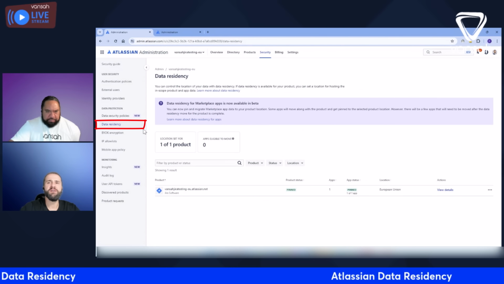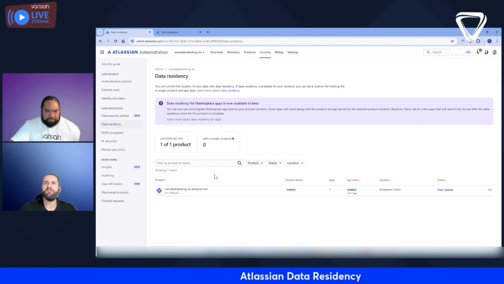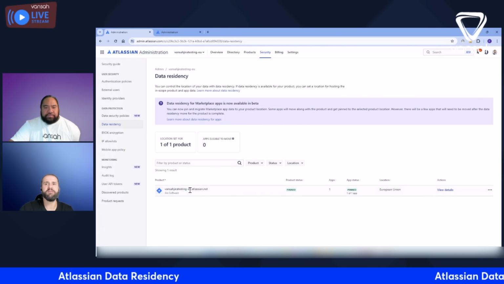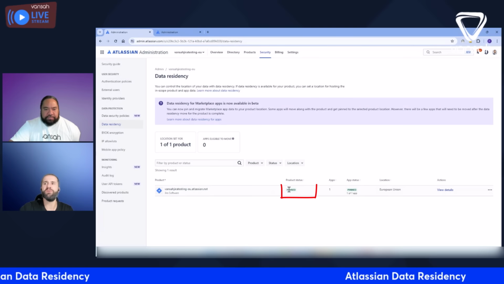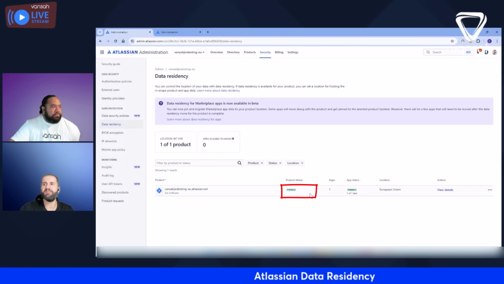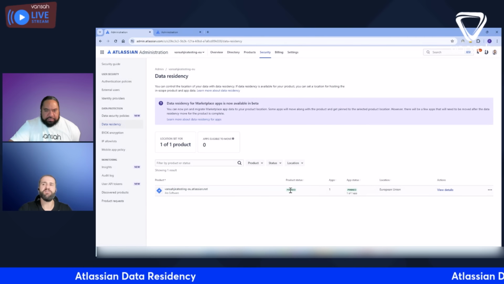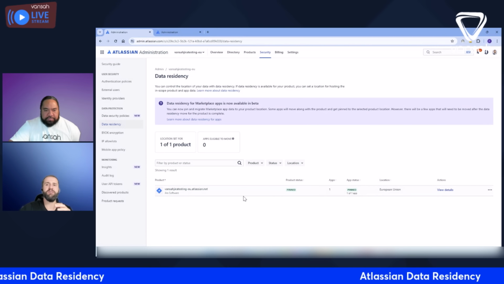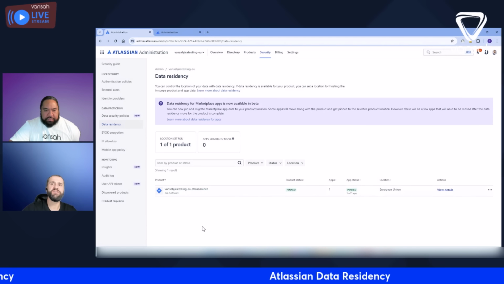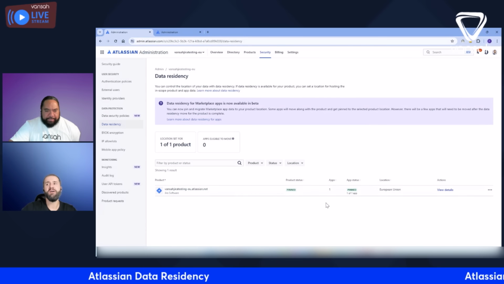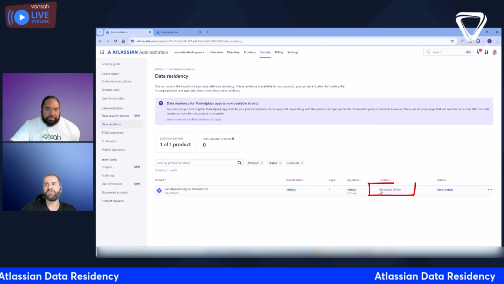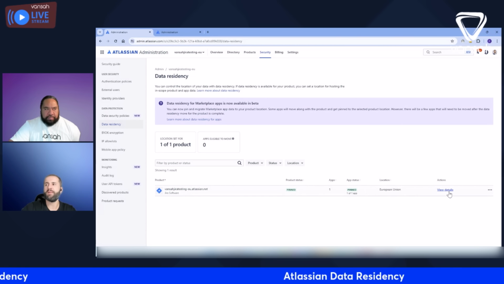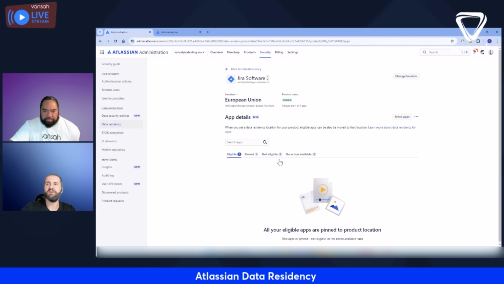Right. So clicking on data residency is where Jira will tell you, firstly, where your current product is actually pinned to. This pinned location, that green status, is what you're looking for. It highlights that your Jira product, which is available here, we only have one product, has a status of pinned, and which location it is pinned to. You can actually click on view details here.